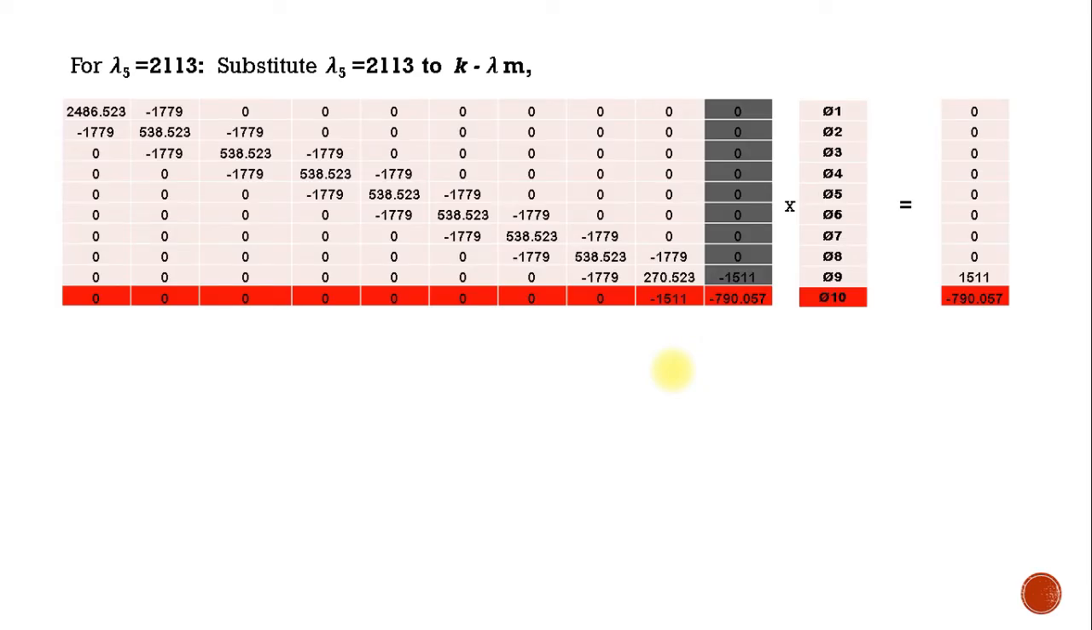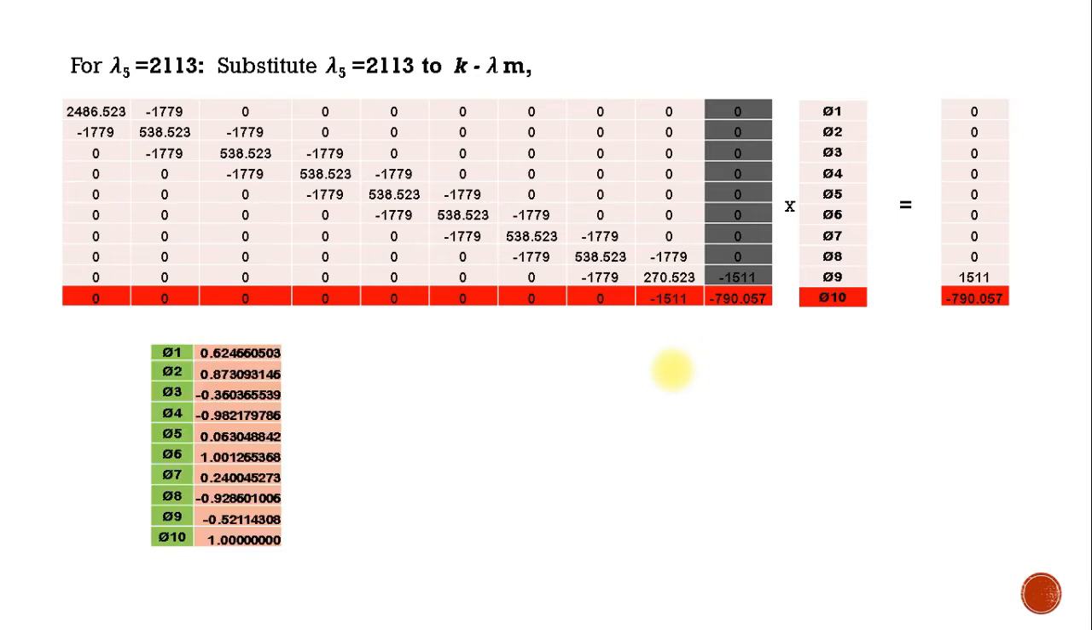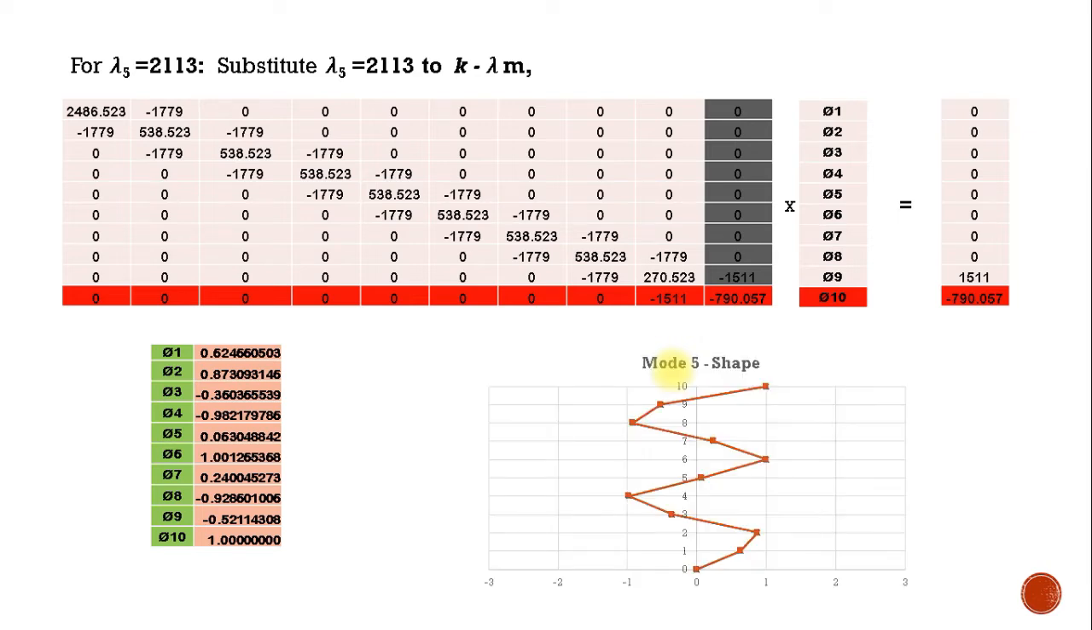For mode 5, the eigenvalue is 2130, so we substitute it into our characteristic equation. We can solve the eigenvectors with the same method as the previous ones. These are the values we obtained for the eigenvectors. When you graph it, this will be the appearance of our graph.